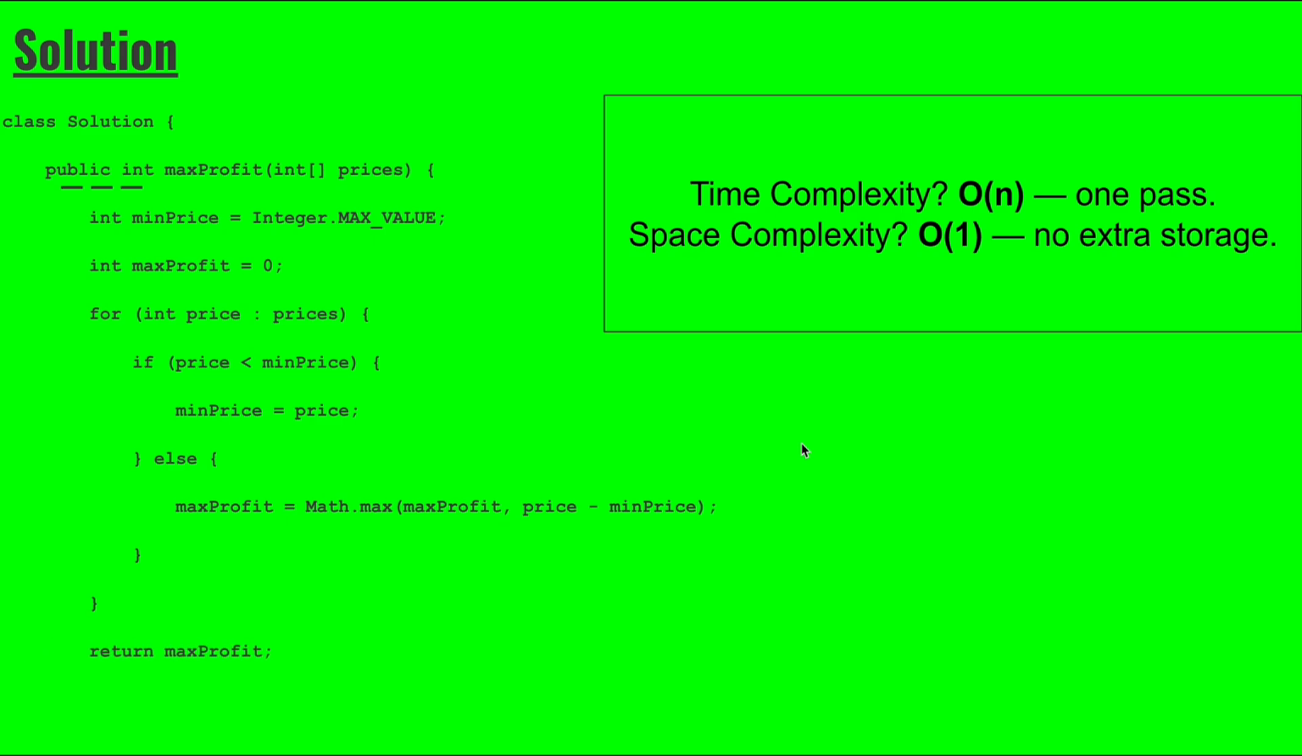Okay. So the time complexity is O(n). This will be one pass because there is only one for loop, and we are traversing all the prices. And the space complexity will be O(1) because we are not taking any extra space. No extra storage. So now here is your interview strategy.